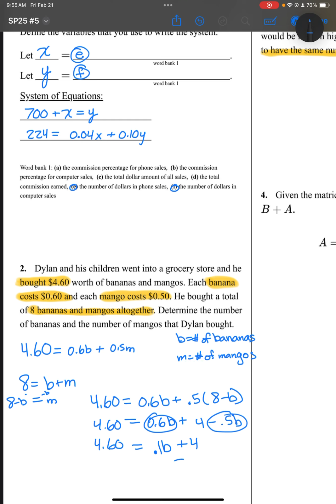Alright, now we need to subtract 4 from both sides. We have 0.6 equals 0.1 times B. Divided by 0.1, we get B equals 6. And from that 8 equals B plus M, if there are 6 bananas, there must be 2 mangoes. And that's all you needed to solve.